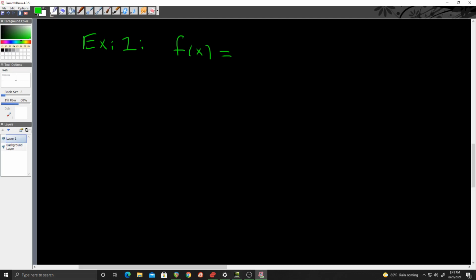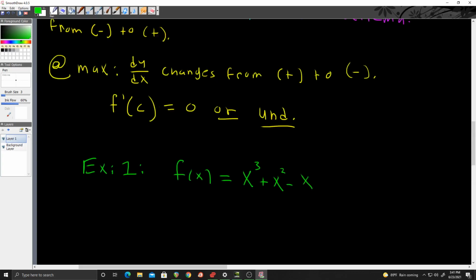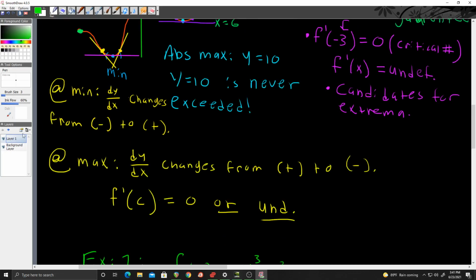X to the 3 plus x to the 2 minus x. Okay? And I'm not going to plot this thing in advance. I'm not going to do that. We're going to go through the process that we just talked about, which is this whole thing. Okay? We're going to find our critical numbers.